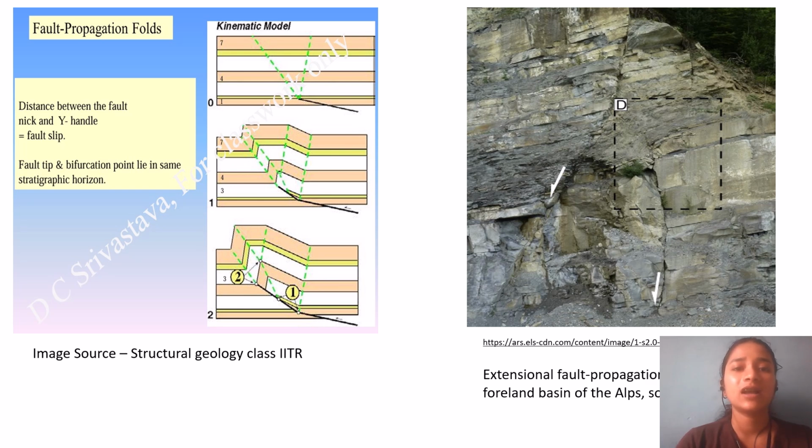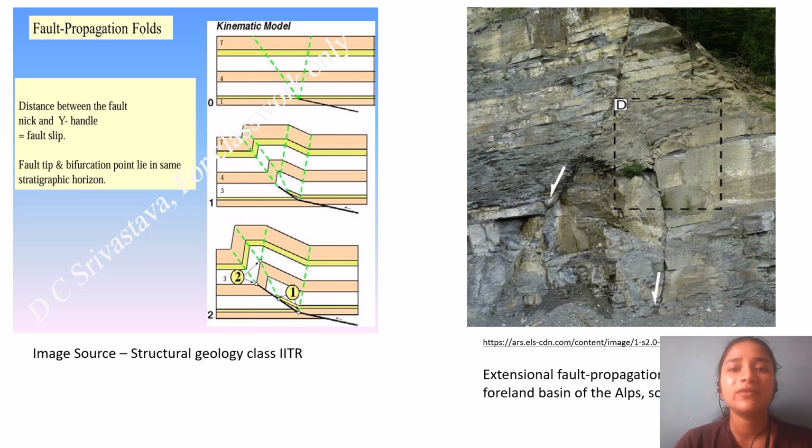Let's talk about kinematic model of fault propagation folds. This slide helps us understand how fault propagation folds evolve over time through kinematic modeling. On the left, the schematic diagram shows the progressive development of a fault propagation fold. The green dashed line represents the active fault surface. As the fault propagates upward, the overlying layers bend instead of breaking, forming the fold.